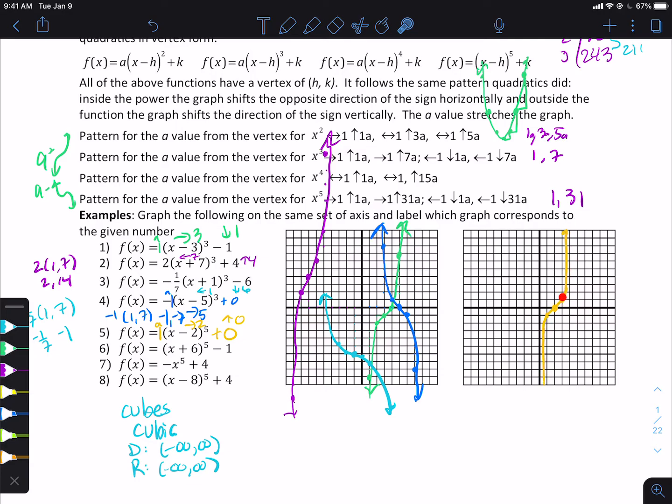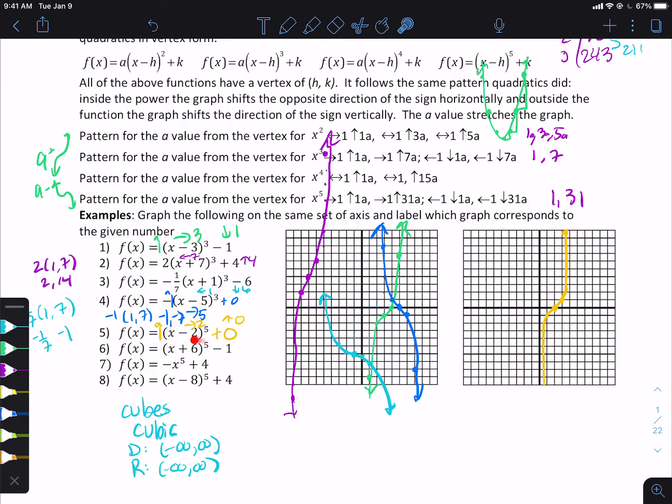If we look at our domain, it is how far left and right we go. Well, as it's going down, granted very sharply, it will still continue to go over, and as it's going up, it will still continue to go over. So we're going all the way to the left and all the way to the right.